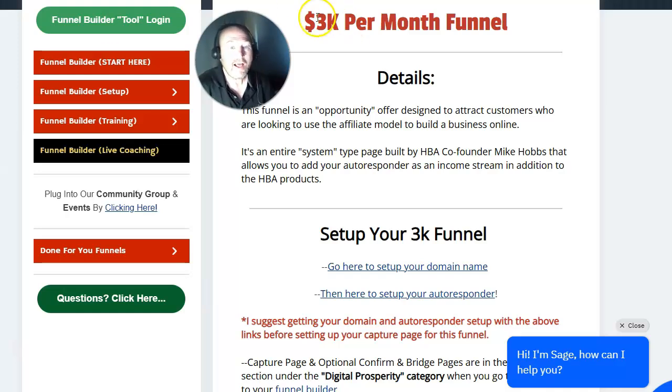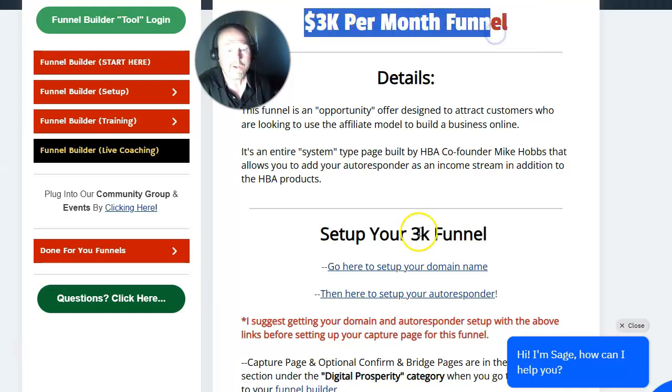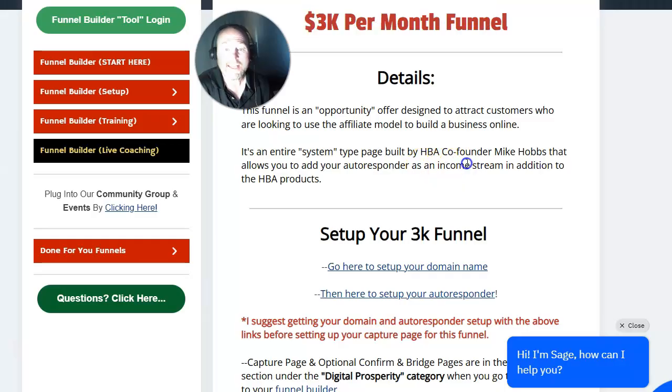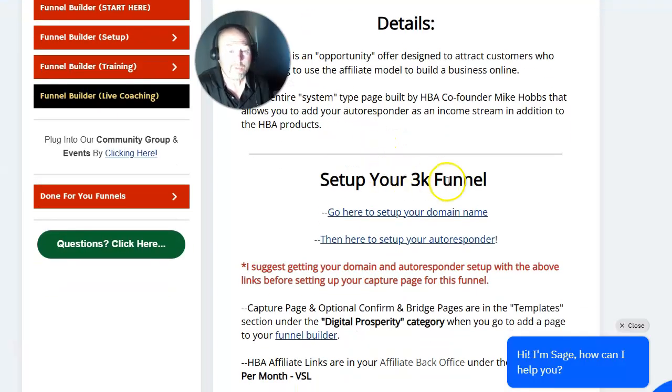Look at this. A 3K per month funnel. They show you the entire system set up by HBA co-founder Mike Hobbs that allows you to add your autoresponder as an income stream in addition to the HBA products. What autoresponder to use? You don't need to use a certain one, but set up your 3K funnel.